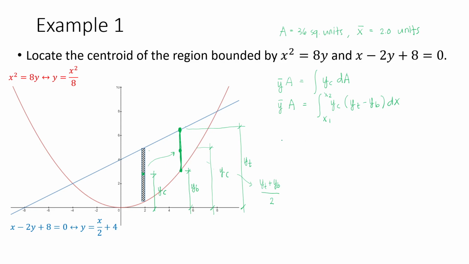So meaning our equation now becomes bar y times area is equal to, instead of y sub c, this becomes y top plus y bottom over 2, times y top minus y bottom, and then dx from x1 to x2.